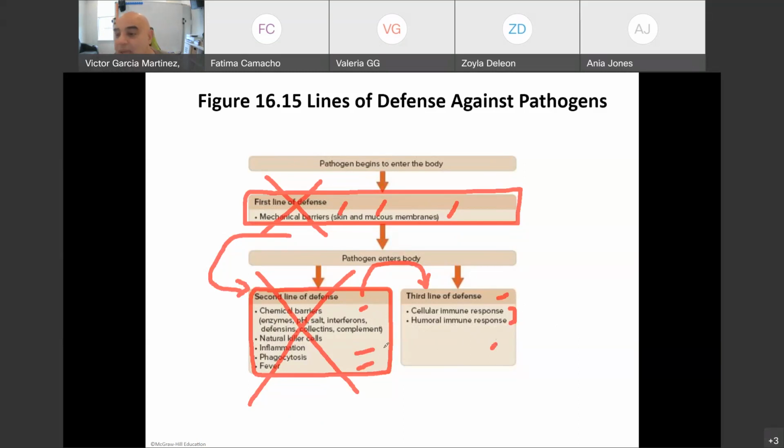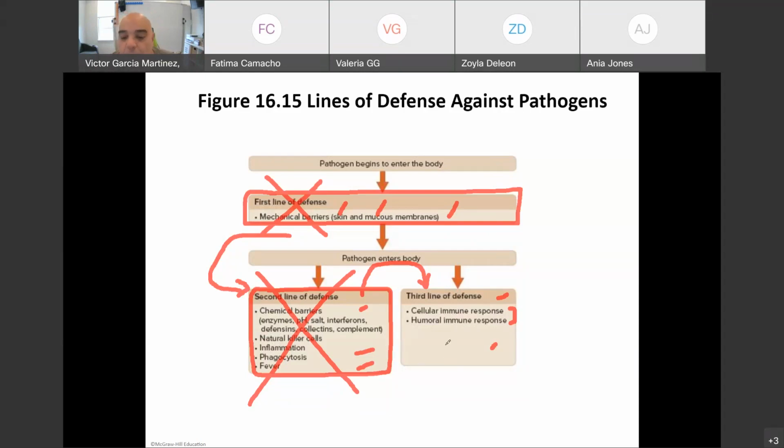This has no memory, or we have no memory about infections regarding the innate defense. We're always going to have fever the same way. We're always going to have inflammation the same way. We're always going to have phagocytosis the same way. It doesn't matter which type of infection it is, or what kind of germ it is.